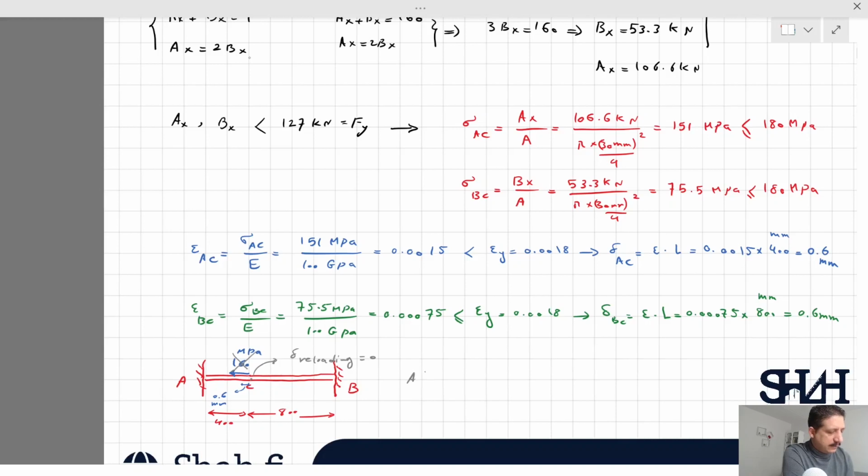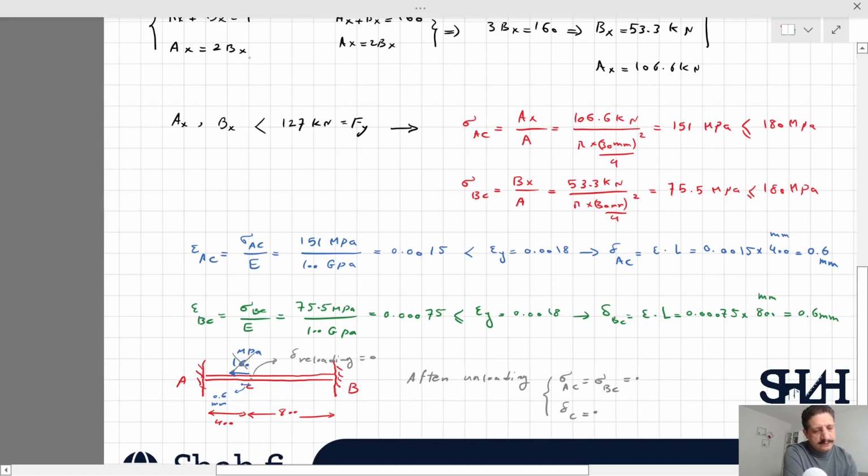So after unloading, sigma in AC and sigma in BC will be 0, and delta C will be 0.